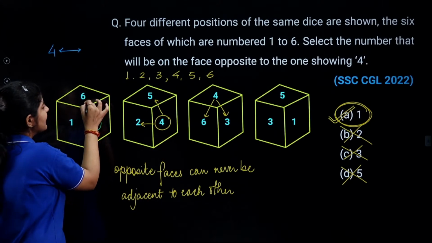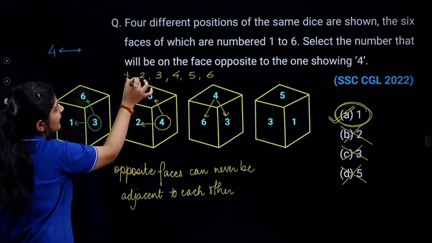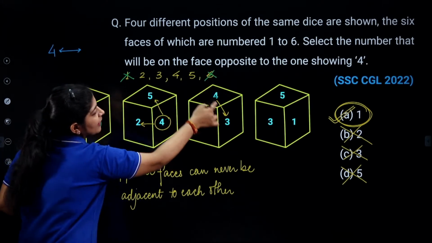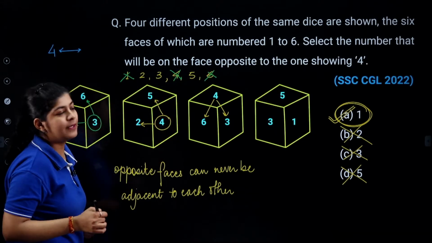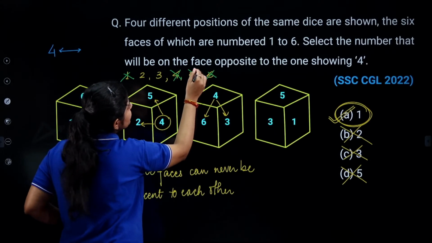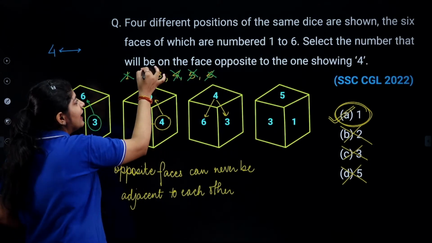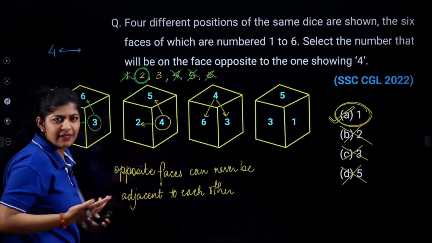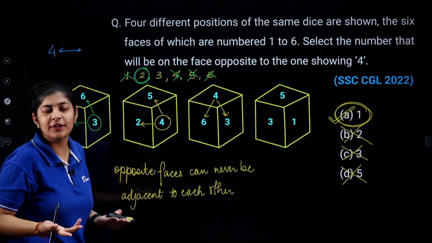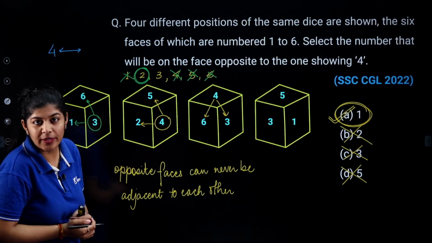6 and 1 are adjacent, so just simply eliminate these 2 options. Here we are having 4, just simply eliminate. Here we are having 5, just simply eliminate. Now we are left with just 2 because we are finding the opposite pair of 3, so we can easily write it like this.